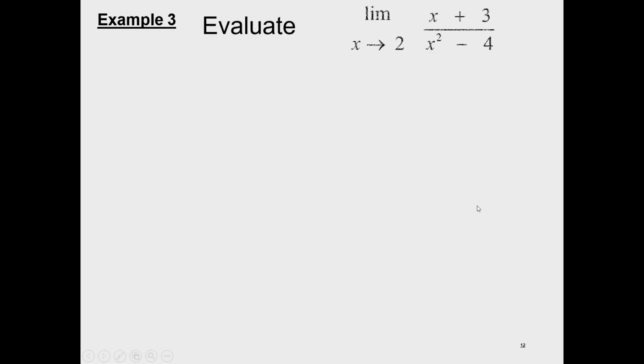The last example: limit as x approaches 2 of x plus 3 over x squared minus 4. So this is again a rational function. In particular, this is a bottom heavy function. So let's see what happens when x approaches 2 for this function.